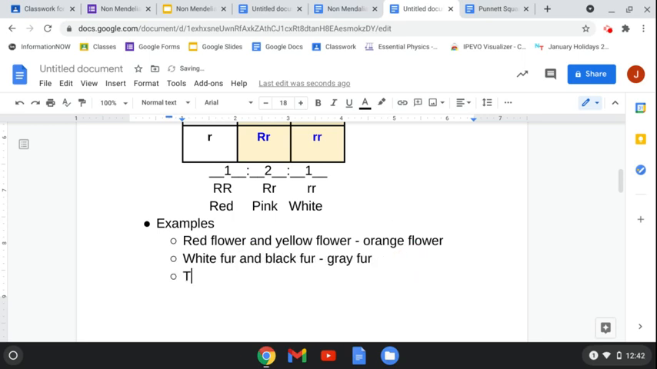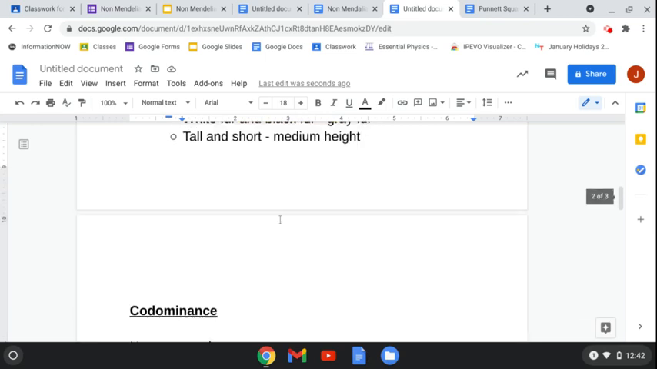Or if something is tall and short, and then you end up with a medium height in the middle, that means it is incomplete dominance. They're mixing together to have an intermediate range. So that is incomplete dominance.